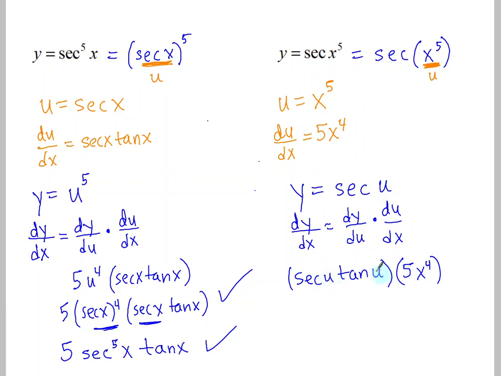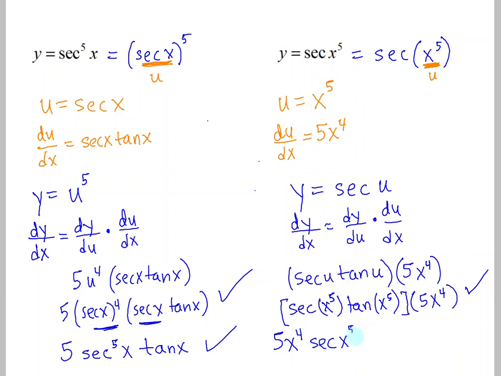I'm not finished because I still have u instead of x. u is x to the fifth, so let's see what that looks like. Secant x to the fifth times tangent x to the fifth times 5x to the fourth. I can clean this up a bit, although this is an acceptable answer. Usually we would put the polynomial in front of the trig function. So we've got 5x to the fourth, secant x to the fifth, tangent x to the fifth. Also an acceptable answer.